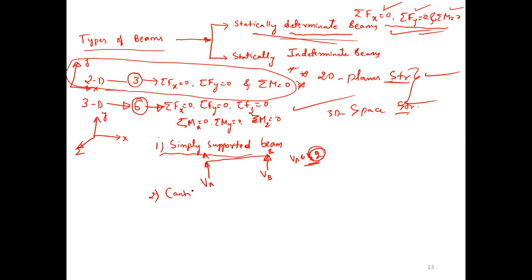Someone told cantilever beam. What is a cantilever beam? One end is fixed, the other end is free. Now, how many external support reactions? Three. In the case of a cantilever, 3. How many available equations of equilibrium? 3. Hence, it comes under? Determinate. Yes, determinate. Very, very good.